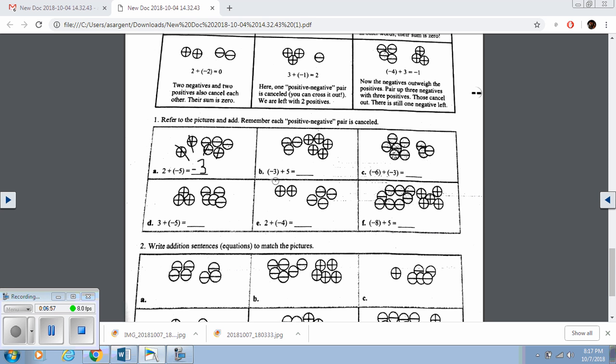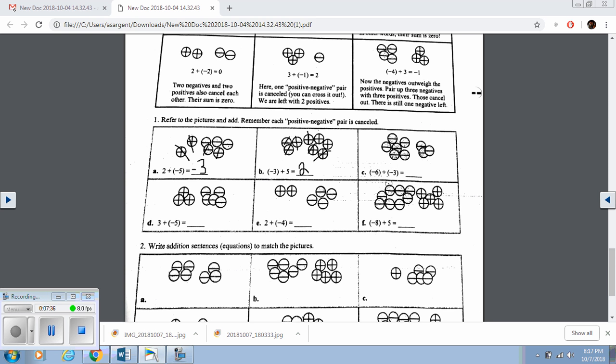If I go to B, it starts with a negative number instead of a positive number this time. This is negative 3 plus 5. So I have 3 negatives and then 5 positives. Crossing out a negative and a positive. Negative and a positive. Negative and a positive. I don't have any more negatives to cross out, so what I have left is my answer, and I have 2 positives left, so my answer is positive 2. I don't have to write a positive sign because if there's no negative symbol, then it's just understood that your answer is a positive number.